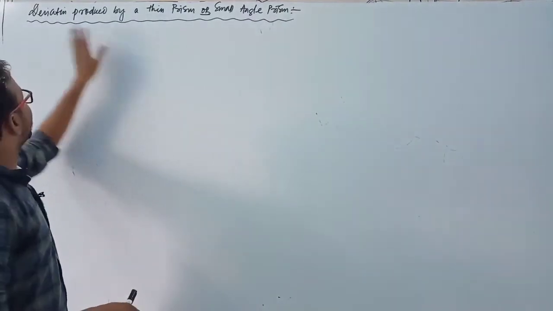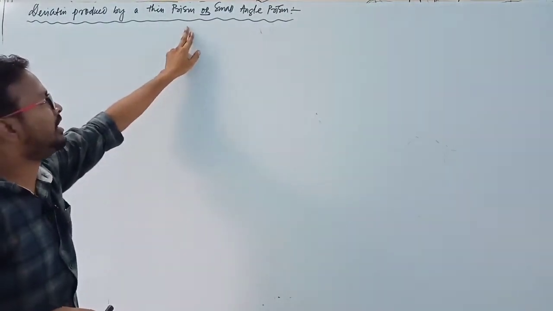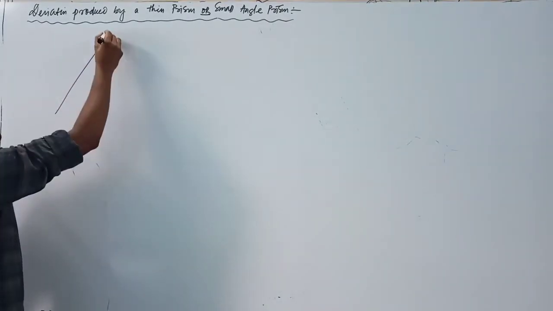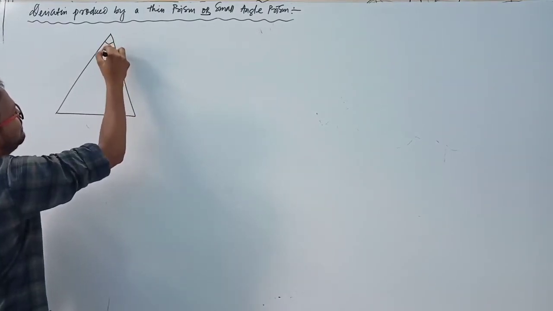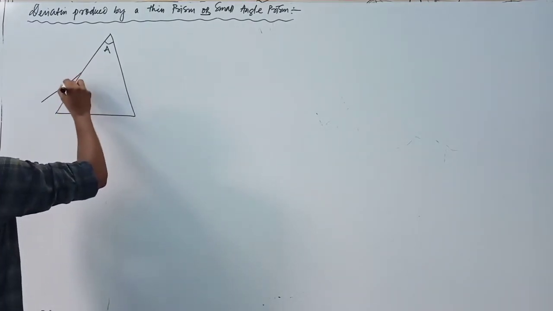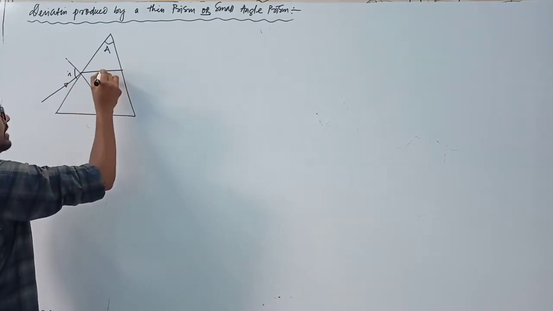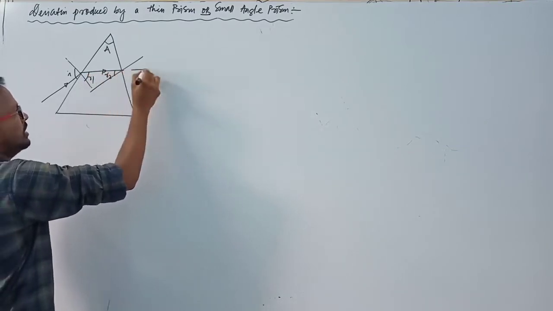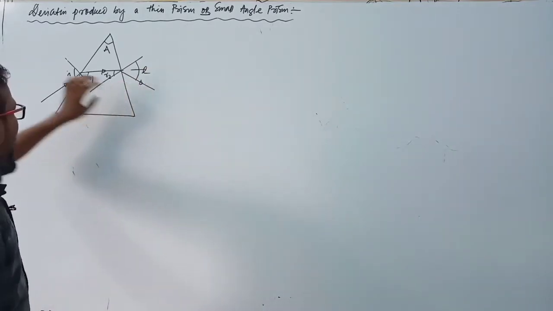Next we will start deviation produced by a thin prism, whose angle of prism is very small, or a small angle prism. Suppose we have a small angle prism here, and the angle of the prism A is very small. Suppose there is a ray incident at this point, and if we draw a normal, this angle is known as the angle of incidence and it travels in this direction. Suppose this is R1 and this angle is R2, and the ray emerges out in this direction, and this angle is known as the angle of emergence.